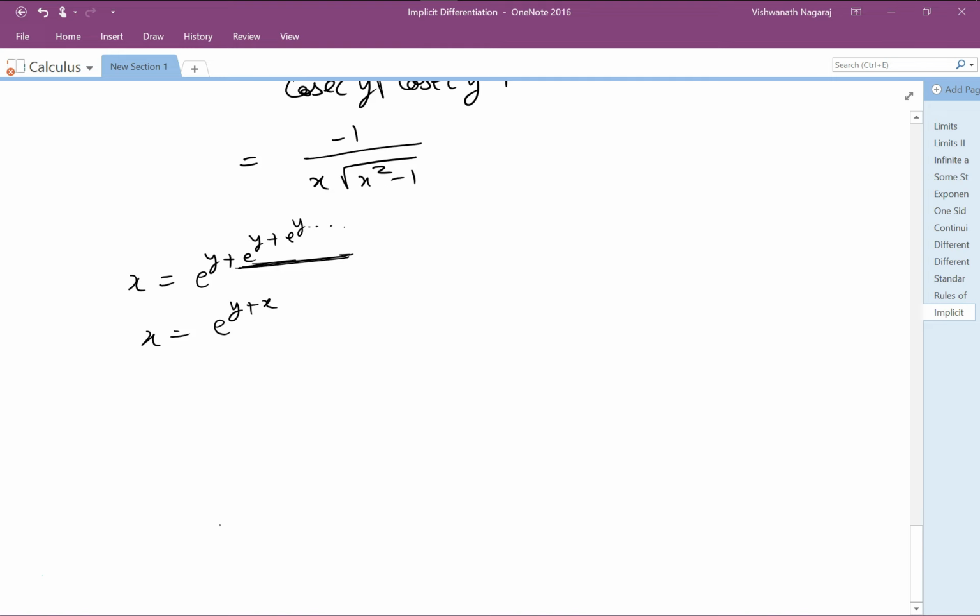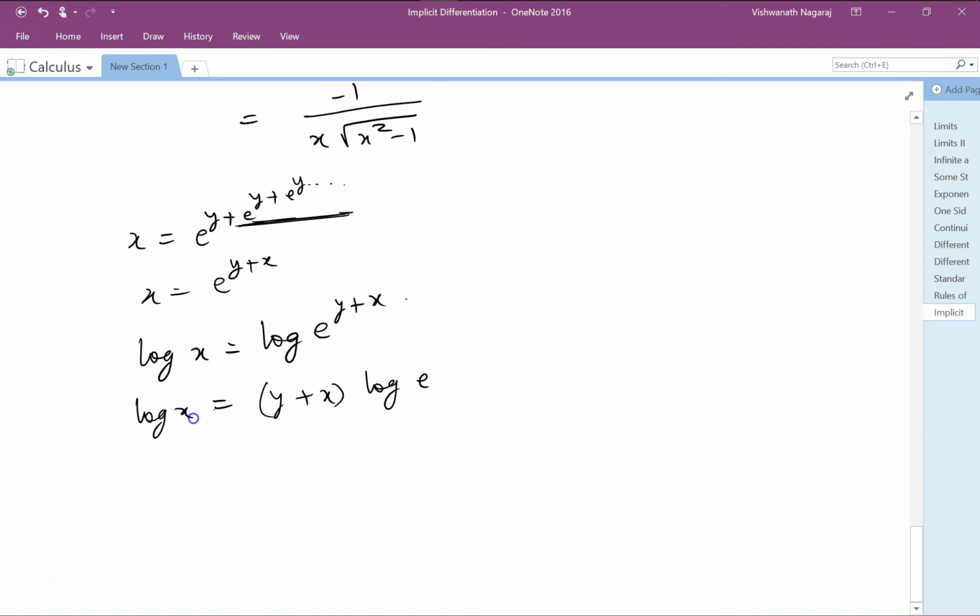Let's simplify this and say, let's take log on both the sides. So log of x is equal to log of e to the power of y plus x. Now this can be rewritten as y plus x log e. So log of x is equal to y plus x log e, and log of e is 1. So which means log of x is equal to y plus x.